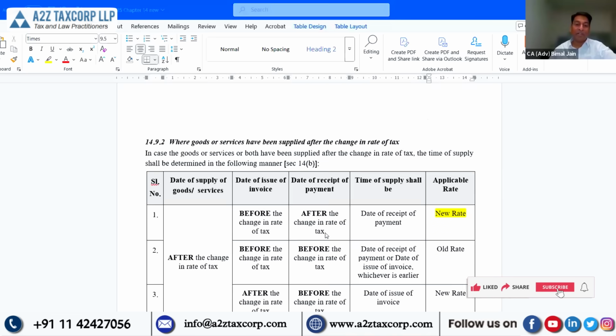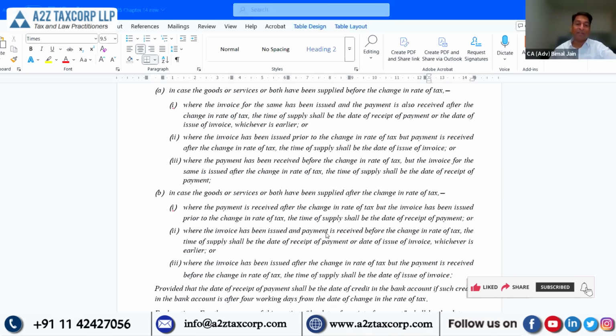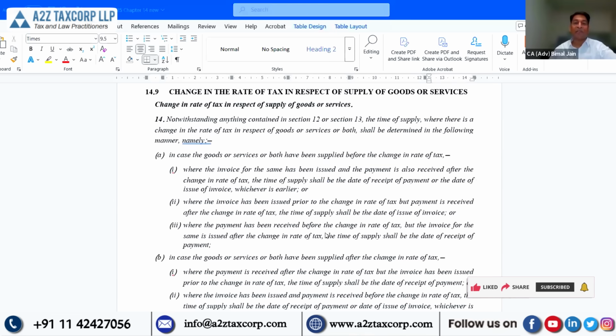So these are the provisions when there is a change in the rate of tax in respect of supply of goods or services. It starts with the provision notwithstanding anything contained in section 12 and 13. So it overrides time of supply for goods and time of supply for services, and says what would be the rate applicable, whether the old rate or new rate, and 2 possible scenarios are being created with alternative options.